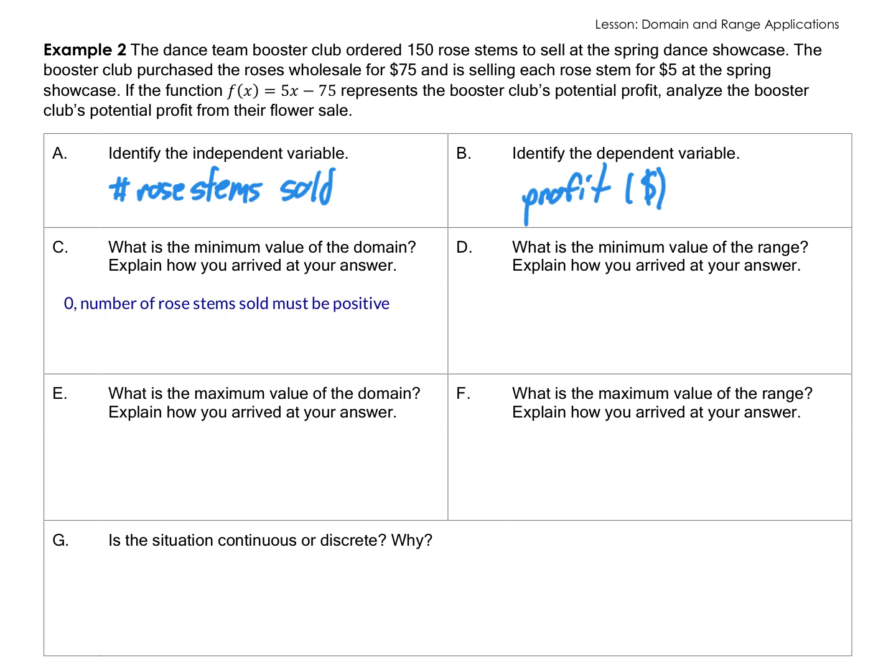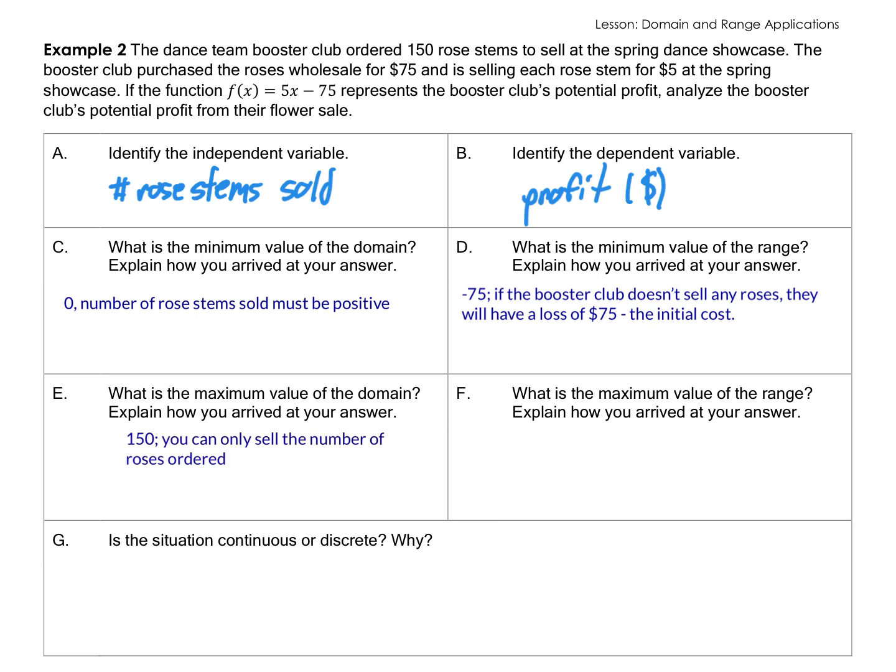What is the minimum value of the domain, and explain how you arrived at this answer. Well, you cannot sell less than 0 of an object, so the number of roses should not be negative. What is the minimum value of the range, and explain how you arrived at your answer. In this case, the minimum value is -75. The initial cost to purchase the roses is $75. So if the Booster Club doesn't sell any roses, they will have a $75 loss.